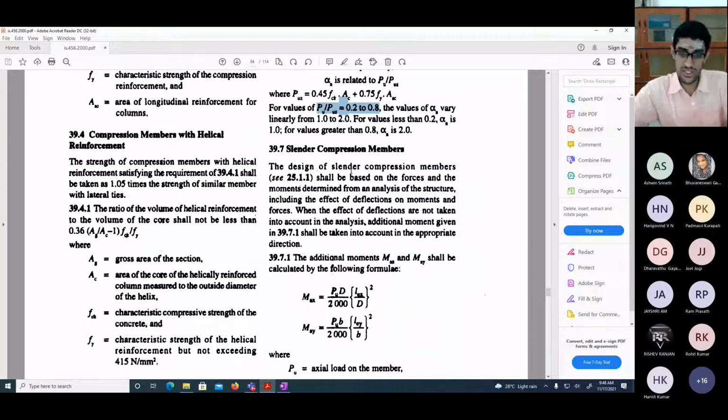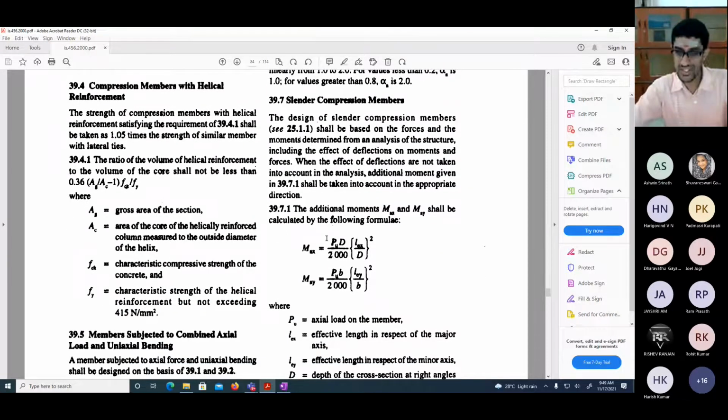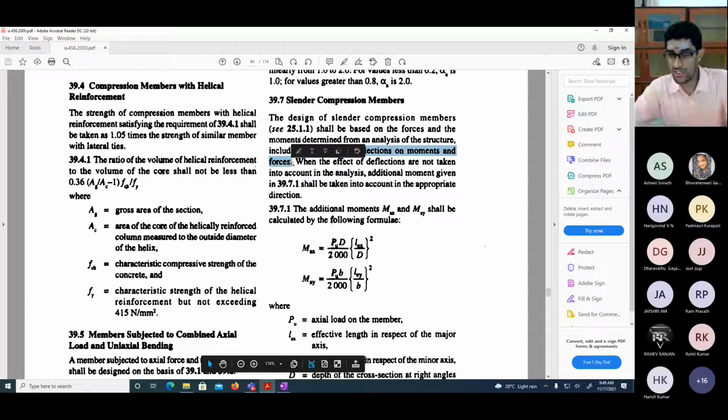Now coming to slender columns, we have some conditions here. Basically it says the design of slender compression members shall be based on the forces and the moments. This is the keyword: the forces and the moments determined from an analysis of the structure, including the effects of deflection on the moments and forces. I'll come to what this statement actually means. This is something which will be a bit new to you.